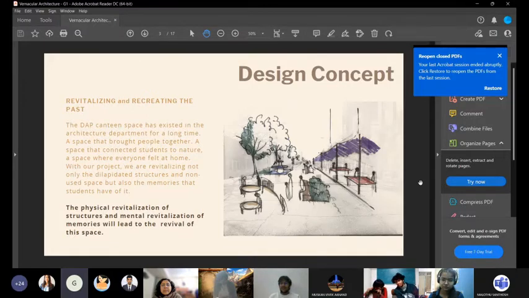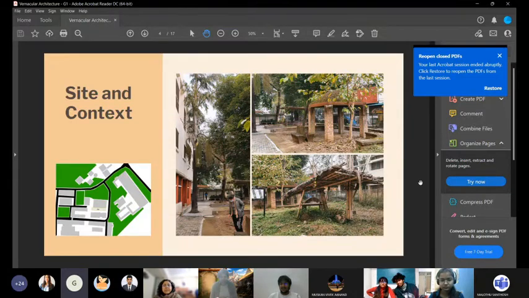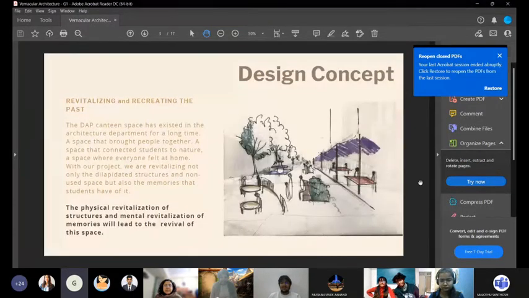So with this space, there are two things we're going to revitalize: the physical revitalization of the structures that have been abandoned, as can be seen in this image, and then a mental revitalization of the memories that lead people to this space. So basically our whole concept revolves around the revival of this space. To encompass it in just one statement, we are not revitalizing only the dilapidated structures, but also the memories that students have of that space.